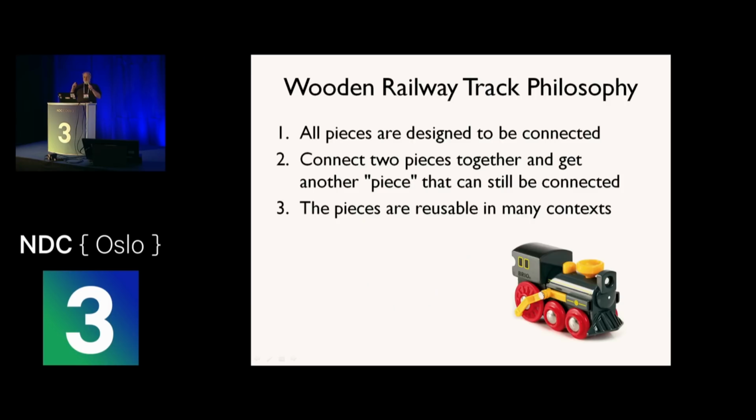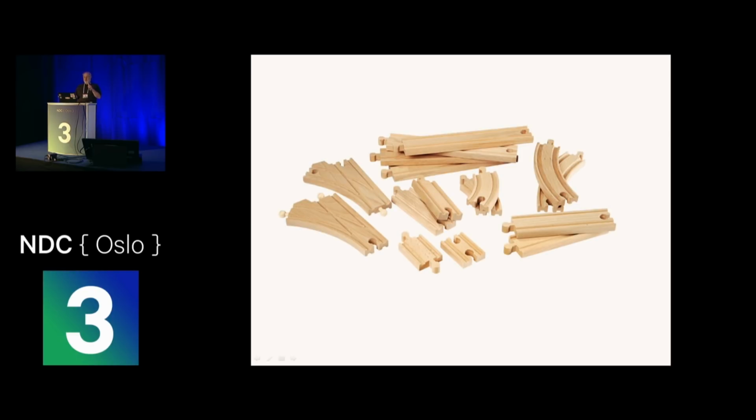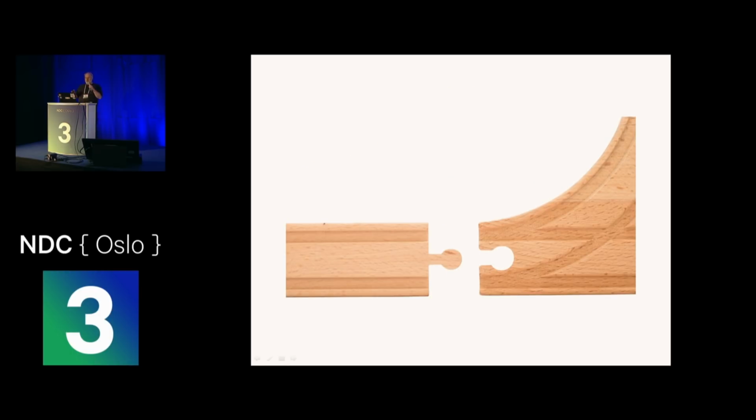Now, we can do the same thing with wooden railway tracks. I'm sure you've all played with Brio or something like this. Again, all the pieces are designed to be connected. You can connect pieces together, and they're reusable. So here's some wooden railway track. And they're designed to be connected because every single piece has a little bump in it, just like Lego, right? And you can literally glue them together. You get a bigger piece of track.